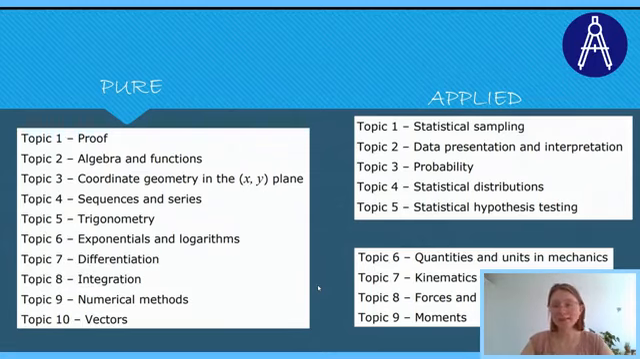And then in mechanics, some of the mechanics topics you would have encountered in GCSE physics. So kinematics, forces, and Newton's laws, you would have done that. But obviously at A level it will just be extended and more complex, requiring more thinking. So this is what the specification looks like.